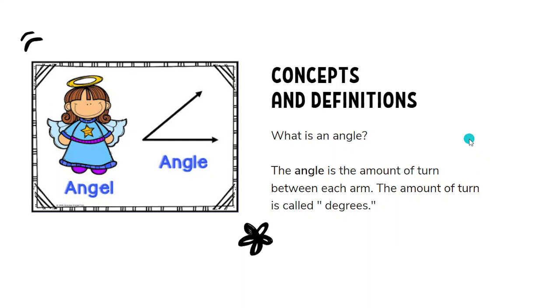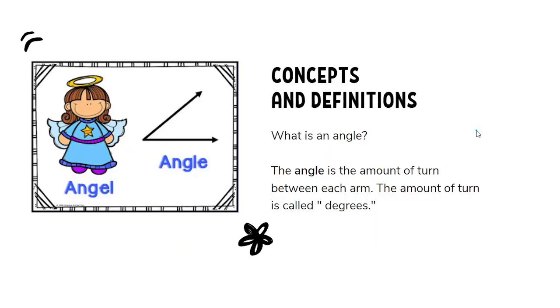So let's look at the concepts and definitions before we do anything. First of all, the question mentioned angle. It said greater than a right angle. So therefore we need to know our angles. Let's do our revision here. Now what is an angle? Well, the angle is the amount of turn between each arm. So if we see here, this is an example of an angle. Just to clarify the spelling here.